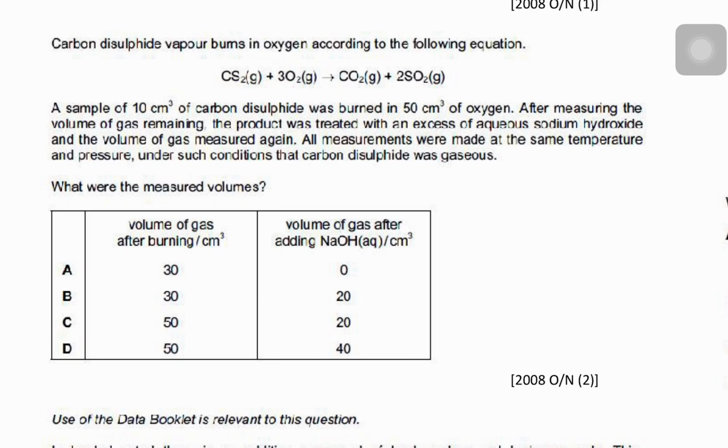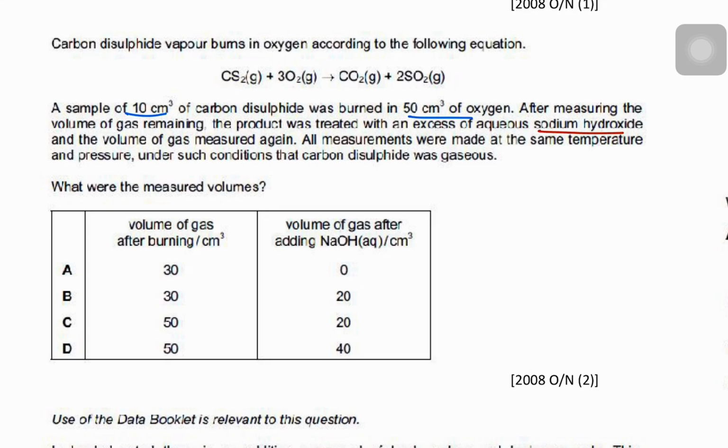It says carbon disulfide vapor burns in oxygen according to the following equation. A sample of 10 centimeter cube of carbon disulfide was burned in 50 centimeter cube oxygen. So carbon disulfide is 10 centimeter cube and oxygen is 50 centimeter cube. After measuring the volume of gas remaining, the product was treated with an excess of aqueous sodium hydroxide.